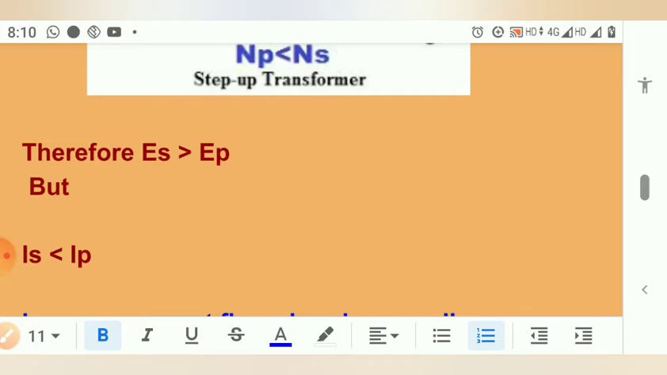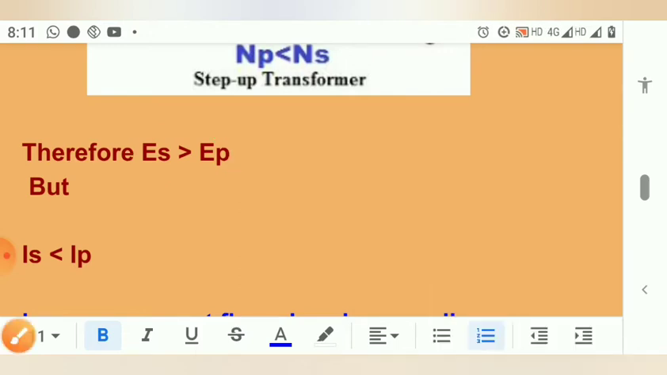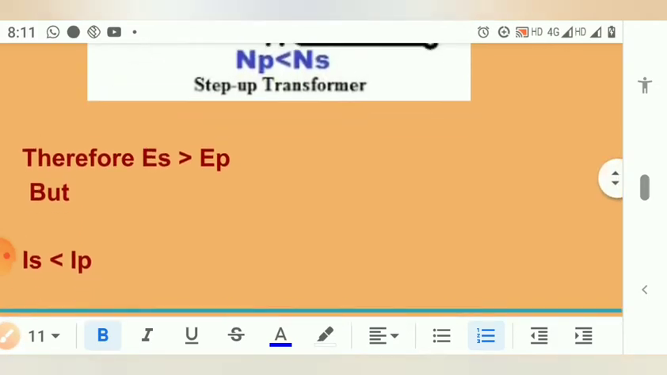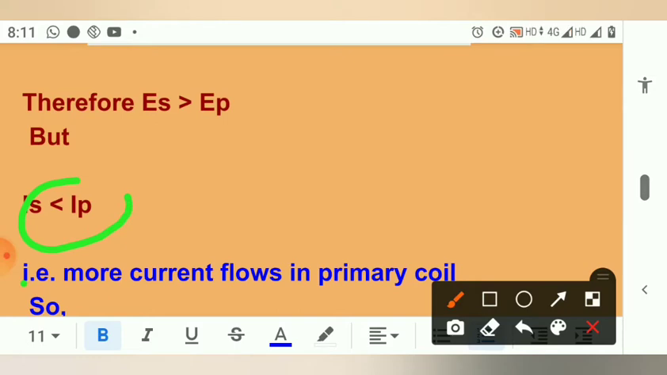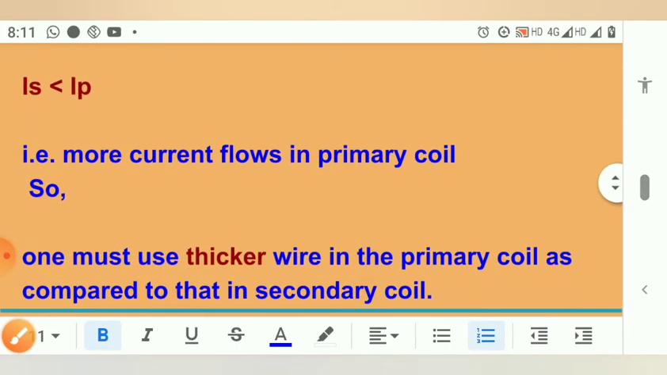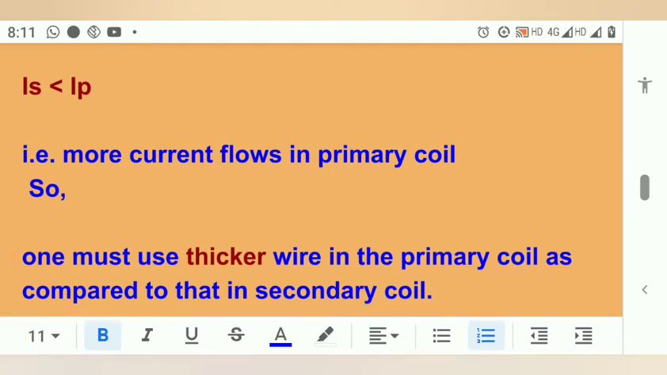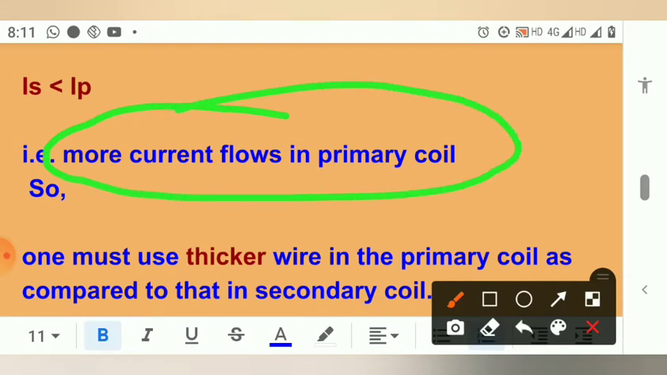Secondary emf is greater than primary emf. Okay, but that is a different thing. But now, emf on secondary is greater than primary, which means current in the secondary coil is less than current in the primary coil. Remember that more current flows in the primary coil.